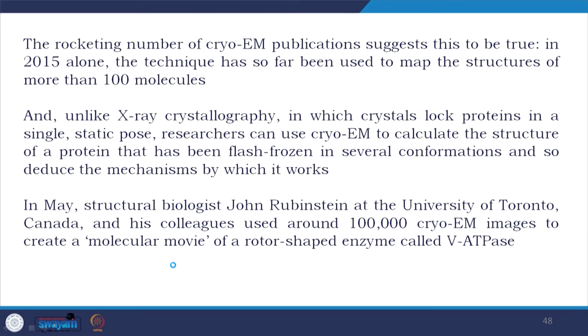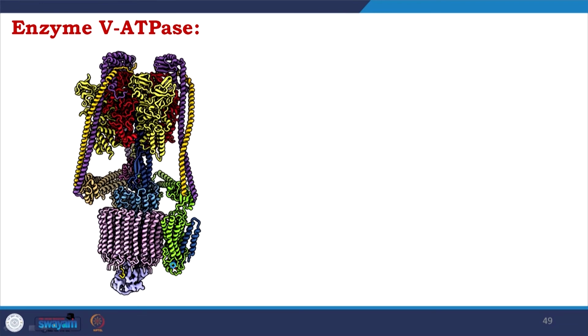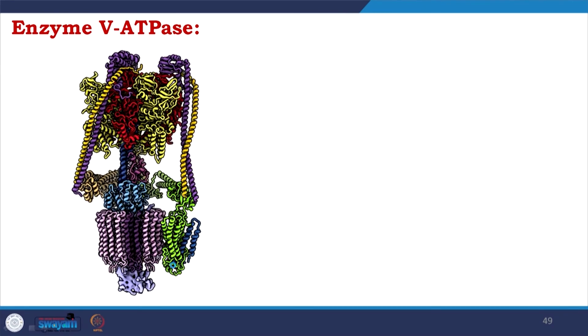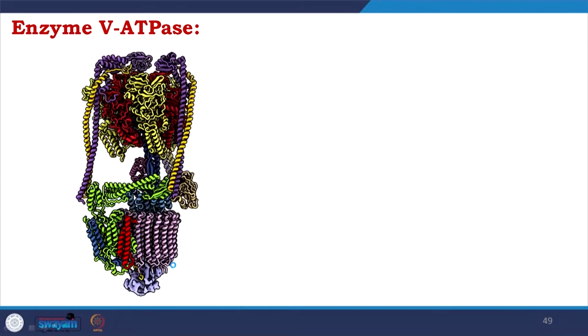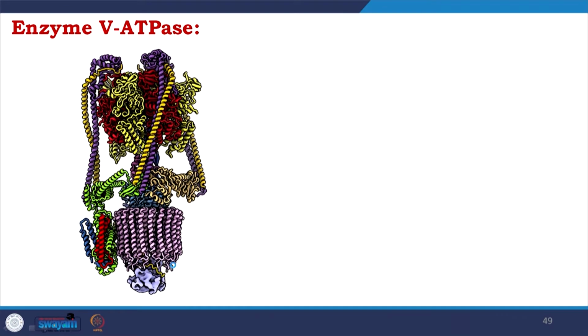In May, structural biologist John Rubinstein at the University of Toronto and his colleague used around 100,000 cryo images to create a molecular movie of a rotor shape enzyme called V-ATPase. So, this is the enzyme V-ATPase and this is the molecular movie you are looking at, developed by them taking 1 lakh micrographs. So, it is not only now a 3D development, it is 3D movement development that is also added here in the technique of cryo-electron microscopy, giving us more understanding.